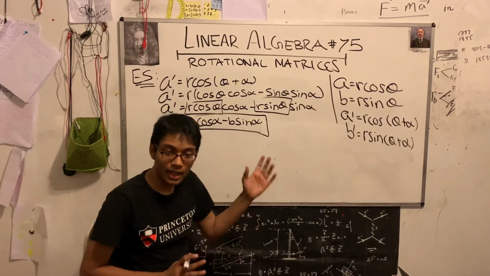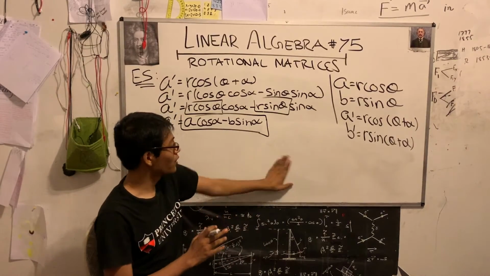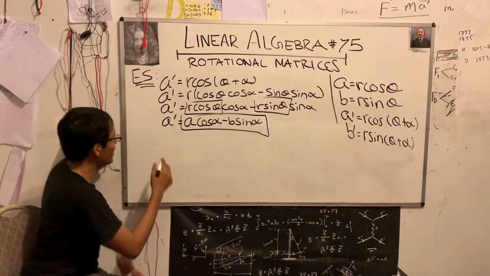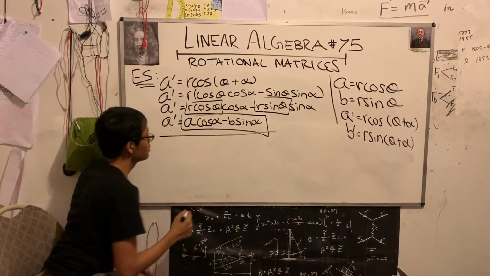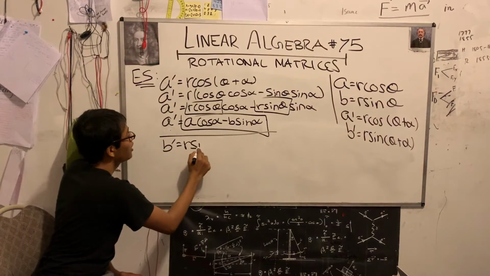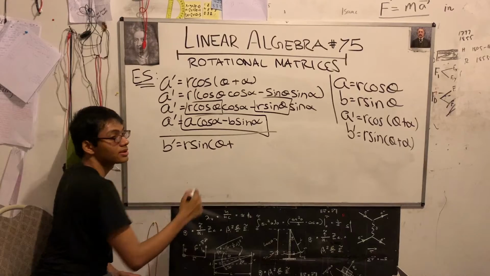Okay. But we're not done here. We're almost done with the exercise. Hopefully that was enough time. I'm gonna go ahead and give you the answer. So we have B prime is equal to R of sine theta plus alpha.